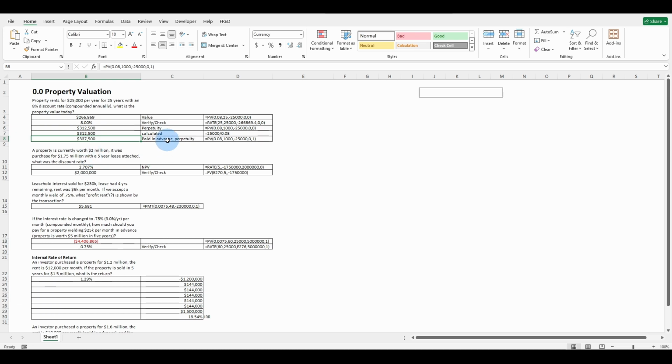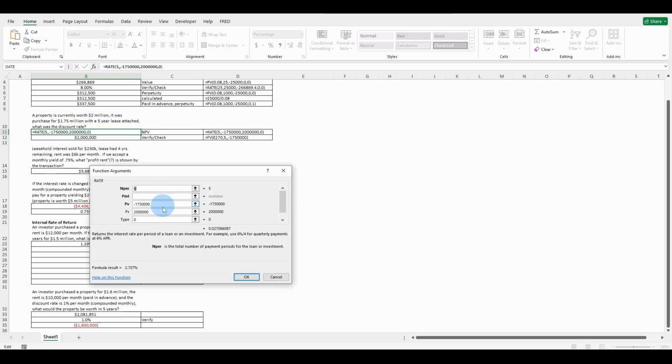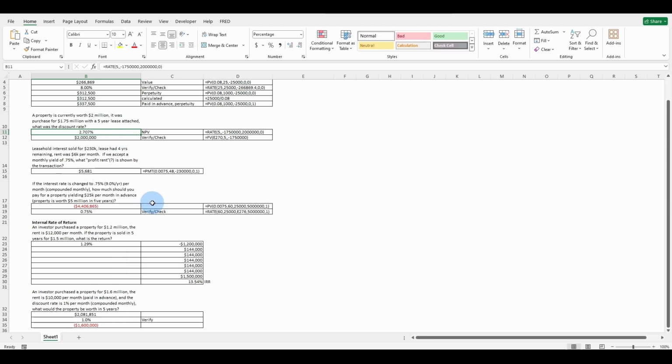The paid in advance. Property is currently worth $2 million. It was purchased for $1.75 million with a 5-year lease attached. What was the discount rate? We're going to use this rate function. Keep in mind what we're trying to do here. Notice the blanks here. This will be the payment. We're not looking for the payment. We're trying to find the rate. We're going to use the 1.75 million as its present value. We have 2 million, which is the future value. And then we have the number of periods. Excel is going to spit out this rate.